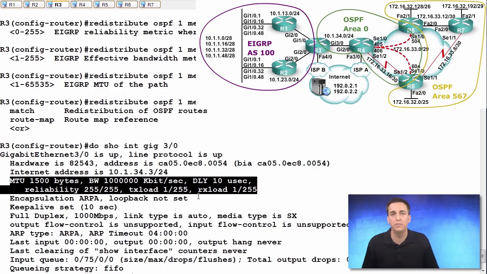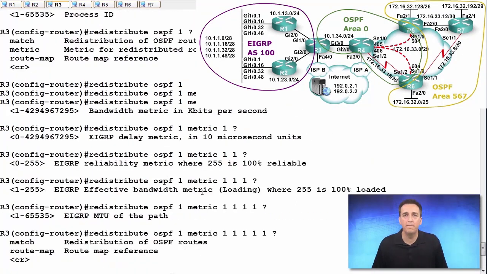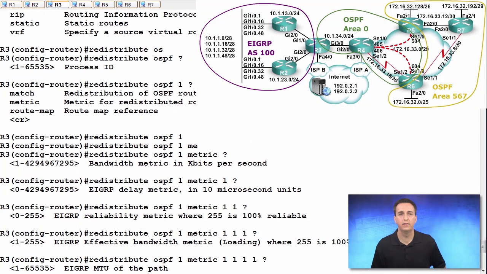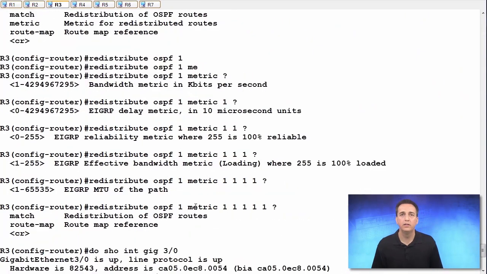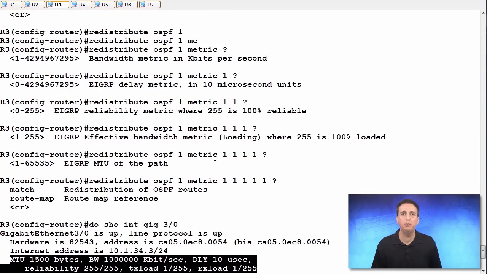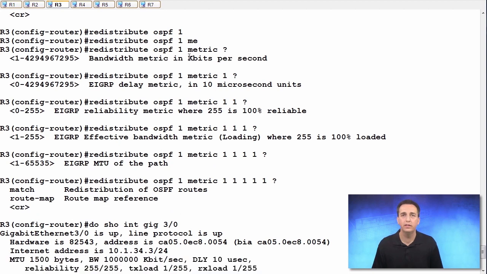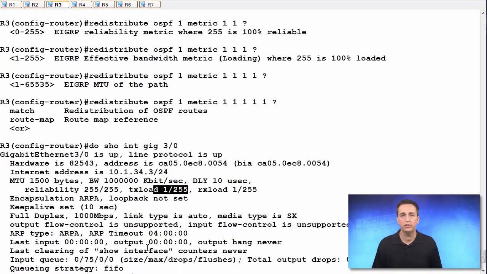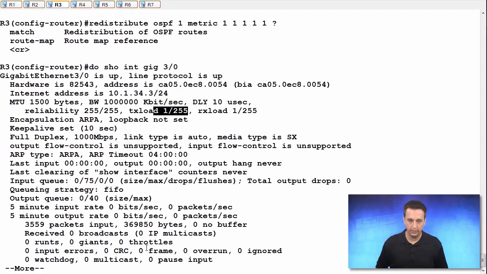So if we go back to our command, bandwidth is what? Bandwidth was stated in kilobits per second. So we could put in 1,000,000 kilobits per second. We could put the delay as tens of microsecond units, or 10 microsecond units. Reliability is 255. Load is 1. And MTU is 1,500. So let's do that. Let's set up our command like that.